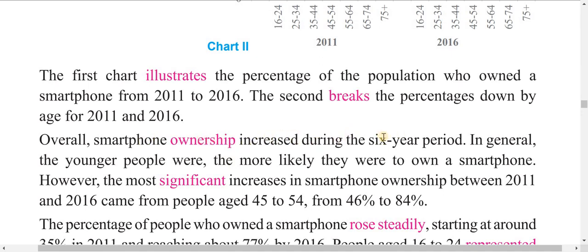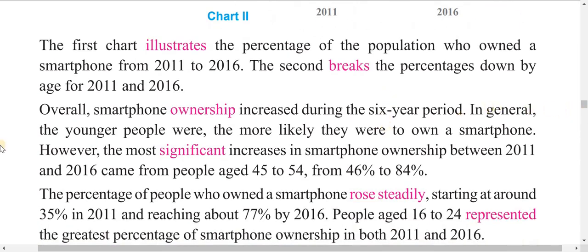स्मार्टफोन हुने मान्छेहरूको सङ्ख्या 6 वर्षको पिरियडमा बढेको छ। In general, the younger people were, the more likely they were to own a smartphone. Younger people were धेरै smartphone लिएको पाइएको छ.